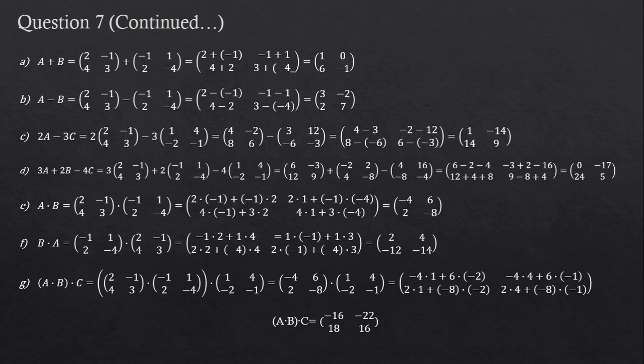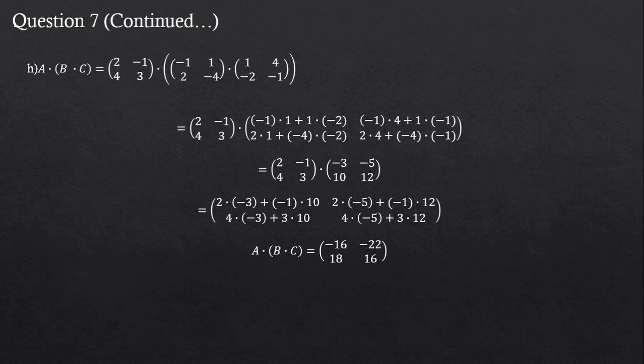G involves the bracket sign, which means that we need to do any operation within the bracket first. Here, the bracket is A times B, in parentheses, times C. So we need to do A times B first. Doing the multiplication, we'll get negative 4, 6, 2, and negative 8. Then multiply it by C. We apply the linear combination, the matrix multiplication, and we get negative 16, negative 22, 18, and 16.